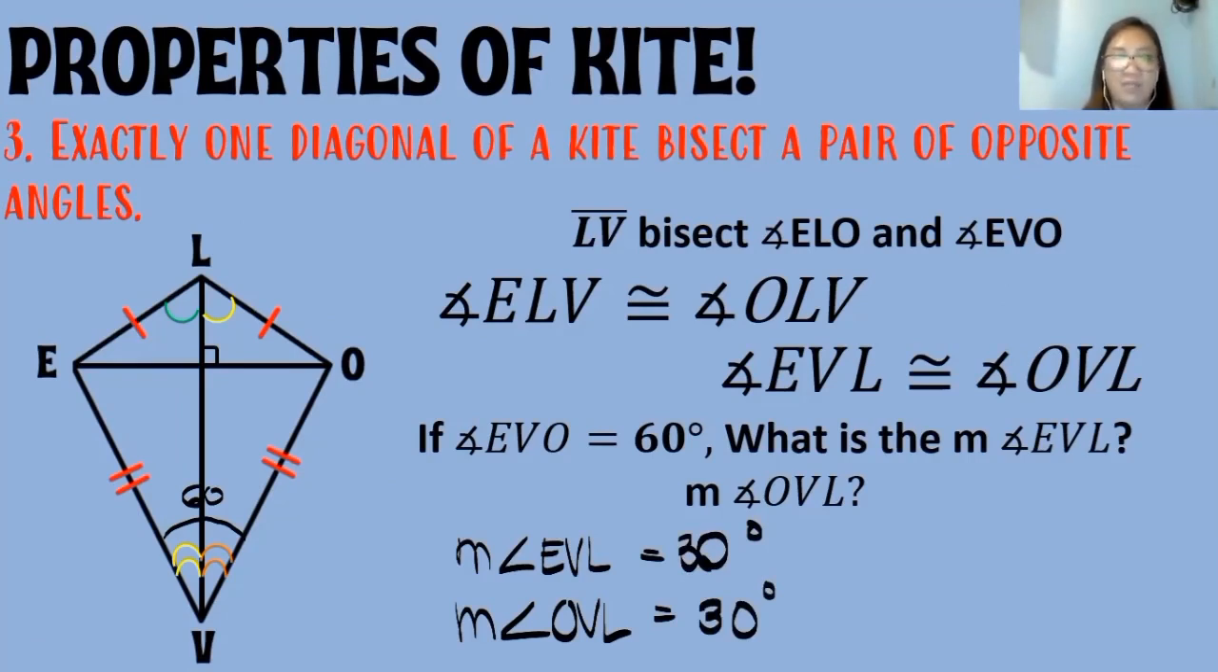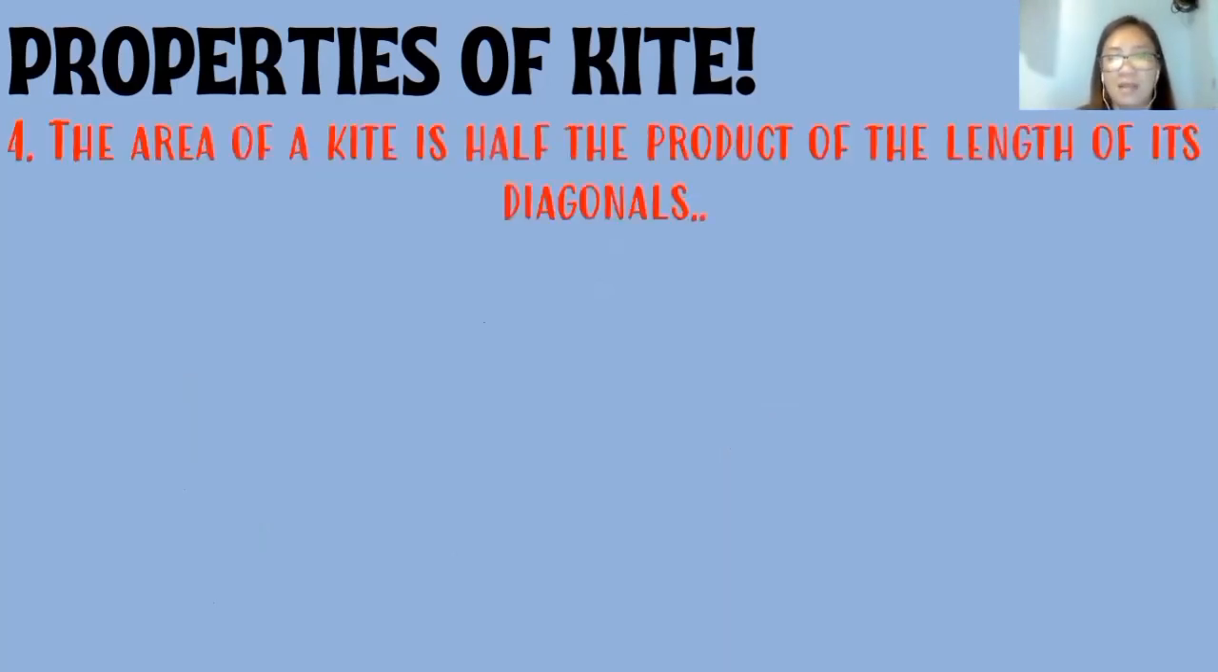And next, the last property of a kite: the area of a kite is half the product of the lengths of its diagonals.